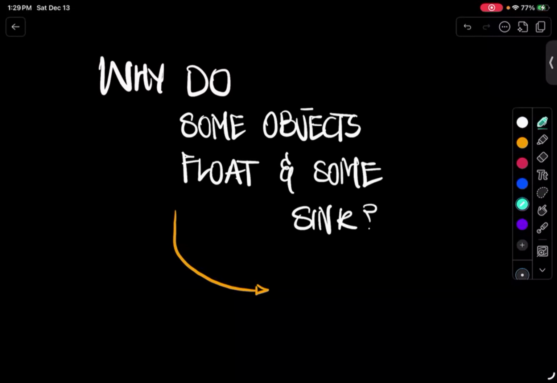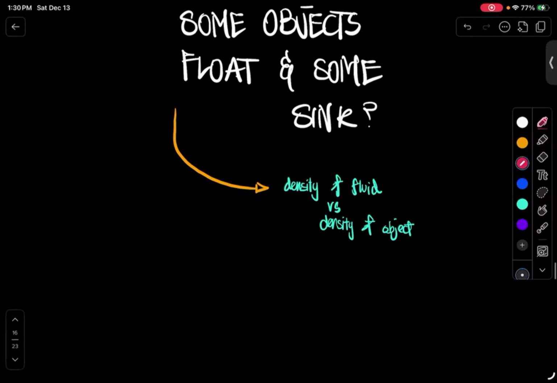Exactly. It depends upon the density of the fluid versus the density of the object. It depends upon these two things. But if you zoom in a bit more, density does play a very important role. If you talk about the ultimate effect, everything else cancels out, and it is only the density which determines whether something is going to sink or float.